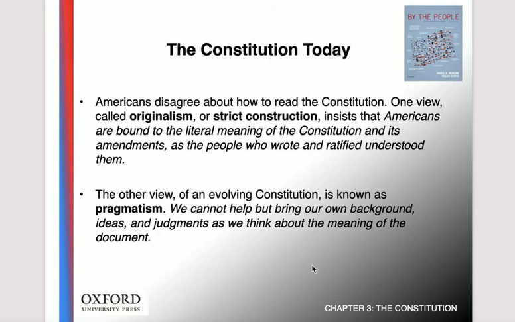So to wrap this part up before we get to the Nevada Constitution, Americans disagree about how to read the Constitution. There's 2 different views. One's originalism, which is strict construction: Americans are bound to the literal meaning of the Constitution and its amendments as the people who wrote it and ratified understood them. And then there's the pragmatist view, which is that we cannot help but bring our own background, ideas, and judgment and think about the meaning of the document as it applies to us today. So please read up on those 2. You will be asked a question on the exam about the definitions of originalism and pragmatism.